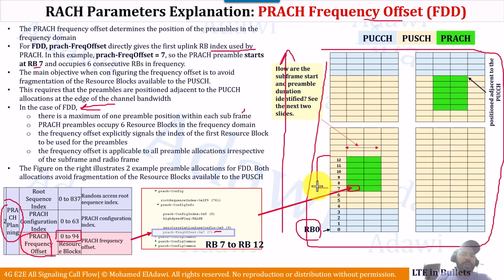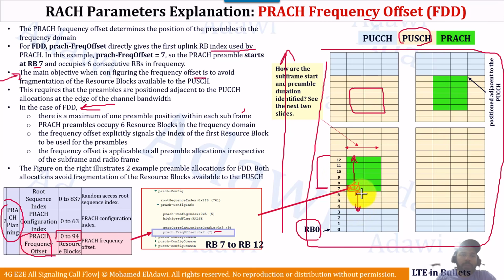In total, we have a fixed 6 resource blocks used for RACH. So now we know our start point and which resource blocks will be used. But there is some very important information in terms of optimization. The main objective when configuring the frequency offset is to avoid fragmentation of the resource blocks available in the physical uplink shared channel. For example, the orange part here is the uplink shared channel.